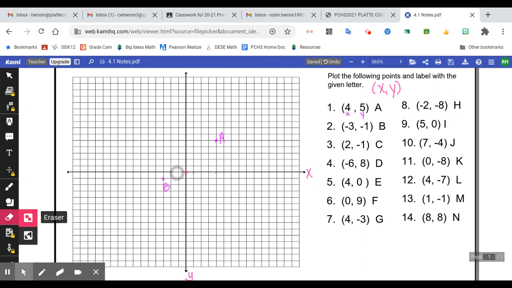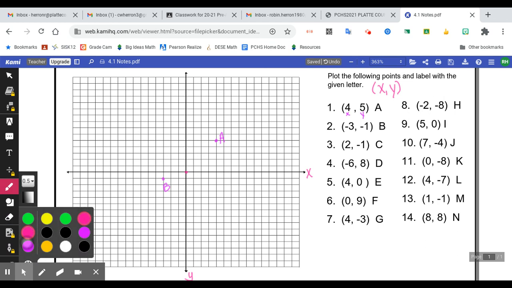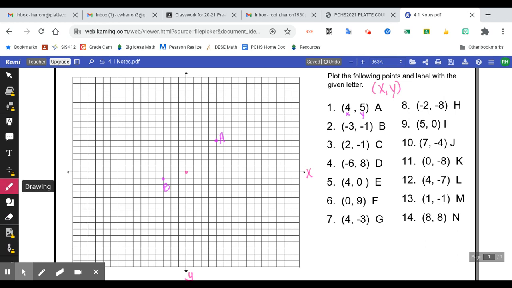Okay, so we only make an actual point on the graph when we stop at the location after the x and the y have gotten us there. Okay, so number 3, again, this is my x, so I'm going to go right 2, and then -1 means down, so down 1, and I'm going to put a point, and this is my letter C. X, then y, x, then y.